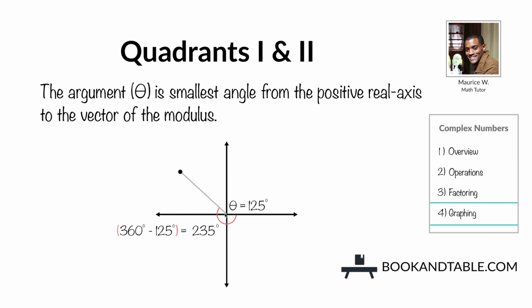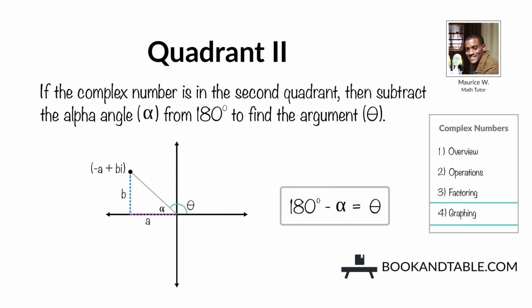Now, something interesting about quadrant 2: if the complex number is in the second quadrant, then subtract the alpha angle from 180 degrees to find the argument theta. So what does that mean? If we have a complex number that is in quadrant 2, so remember it's 1, 2, 3, 4, and we draw a dotted line from the complex number down to our real axis, our right triangle has an angle closest to the origin that is not our argument. Remember, the argument, or theta, is the angle from the positive real axis to the vector of our modulus. So we represent this angle for the right triangle as alpha. In order to calculate our argument theta, it is the total 180 degrees minus the alpha angle. So the remaining will be our argument. So 180 degrees minus the alpha angle is equal to theta.